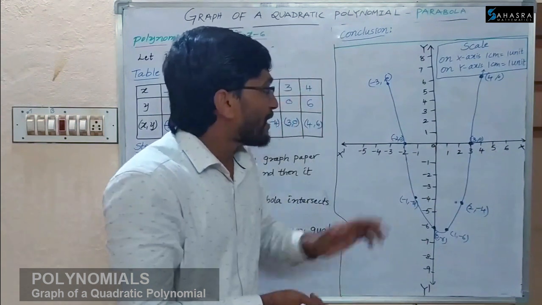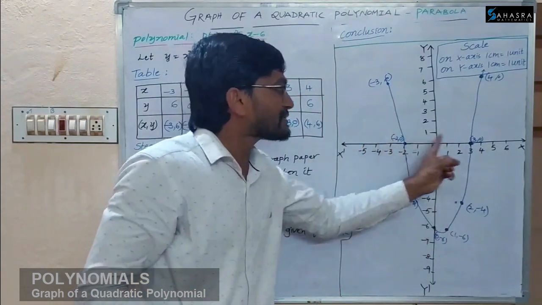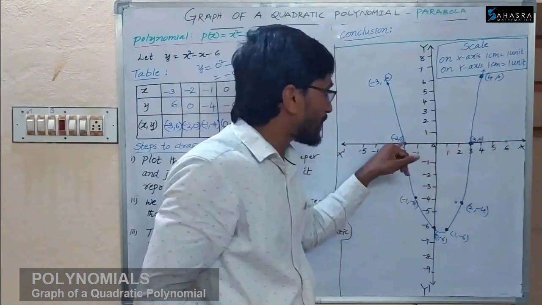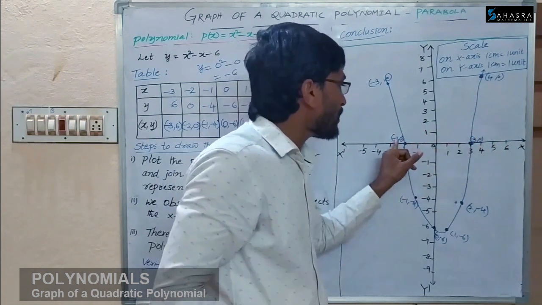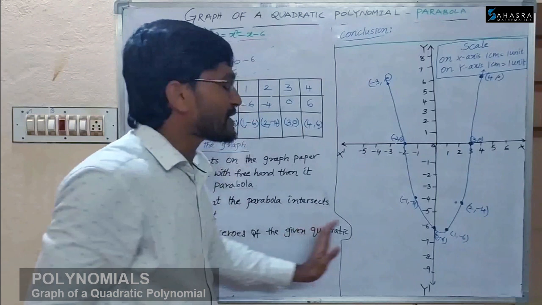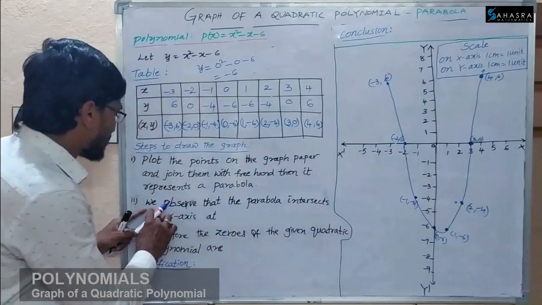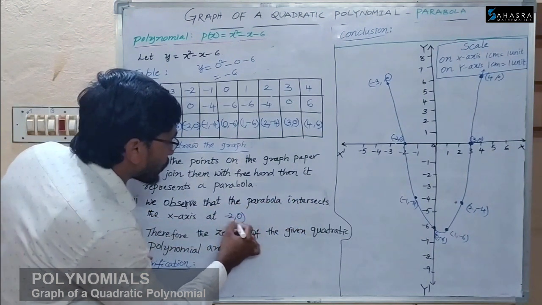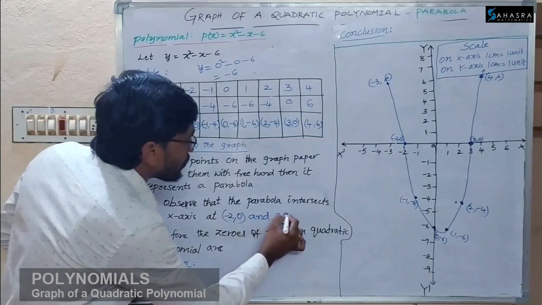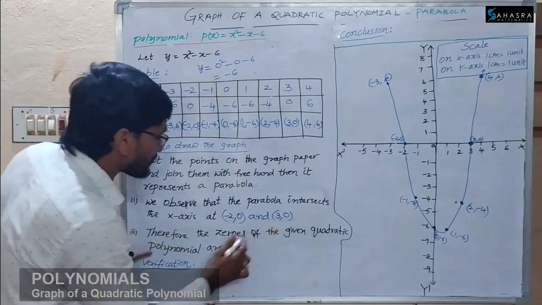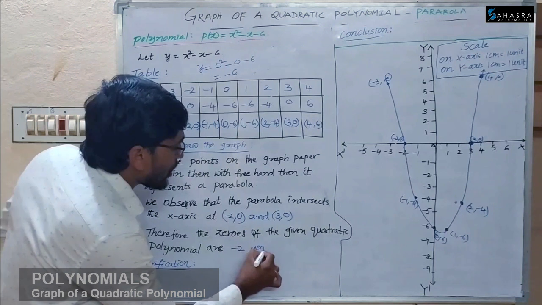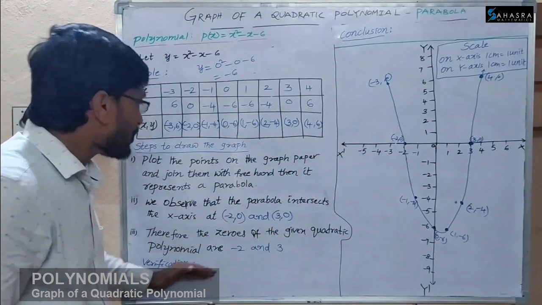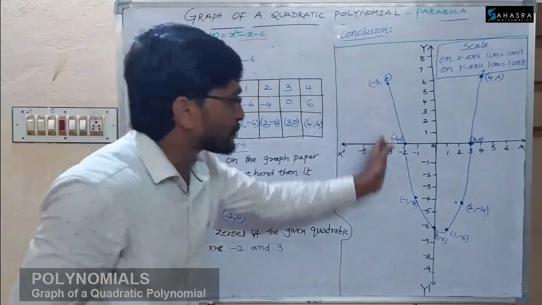Already we discussed that where the graph of the polynomial intersects the x-axis, those points' x coordinates are called the zeros of the polynomial. So minus 2 and 3 are the zeros of this quadratic polynomial. Therefore the zeros of the given quadratic polynomial are minus 2 and 3. Next, we need to verify these minus 2 and 3.